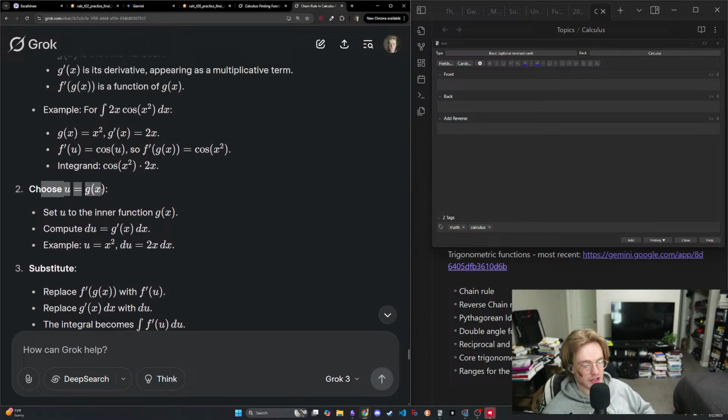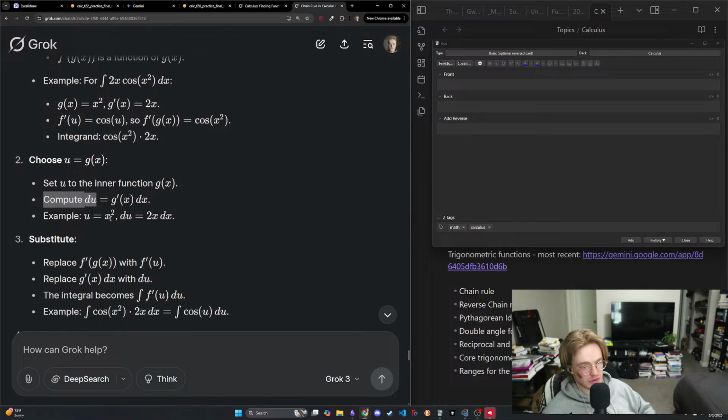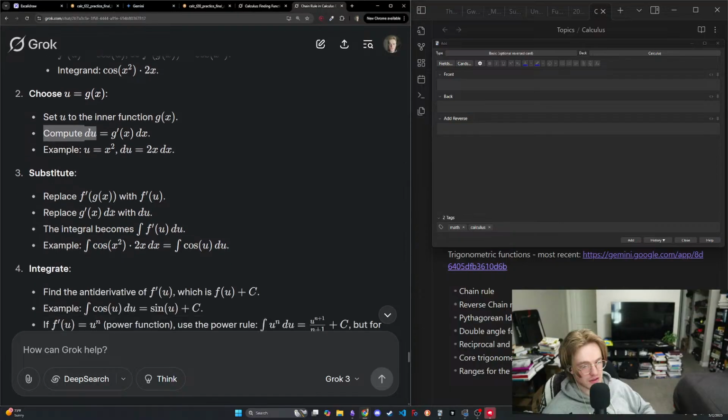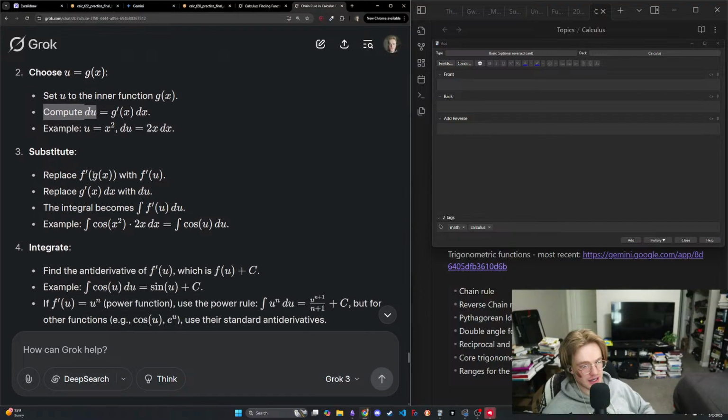Choose u equals g of x. Set u to the inner function g of x, compute du. Replace g of x with u. Replace g prime of x dx with du. The integral becomes f prime of u times du.